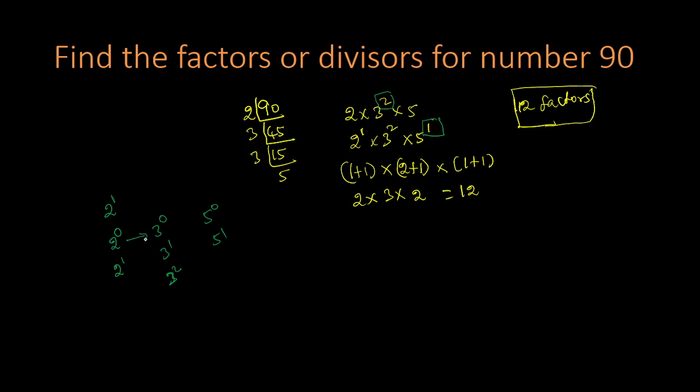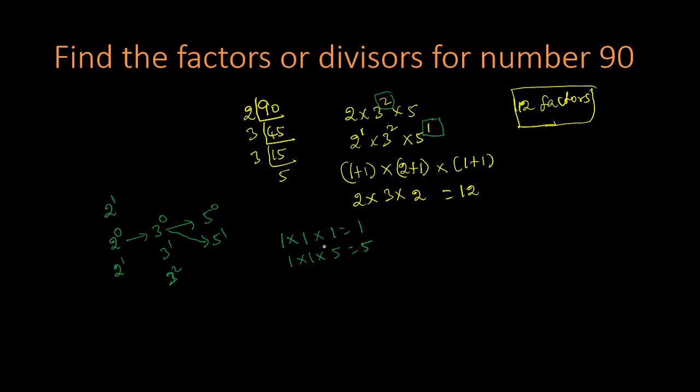So, 2 to the power of 0 into 3 to the power of 0 into 5 to the power of 0. What will be the answer? 2 to the power of 0 is 1, 3 to the power of 0 is 1, and 5 to the power of 0 is again 1. So, the first factor is 1. Now, 2 to the power of 0, 3 to the power of 0 into 5 to the power of 1: 2 to the power of 0 is 1, 3 to the power of 0 is 1, and 5 to the power of 1 is 5. So, it is equal to 5.